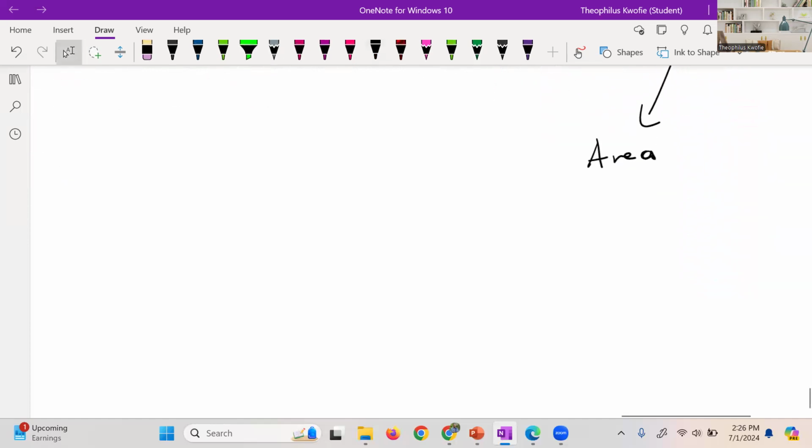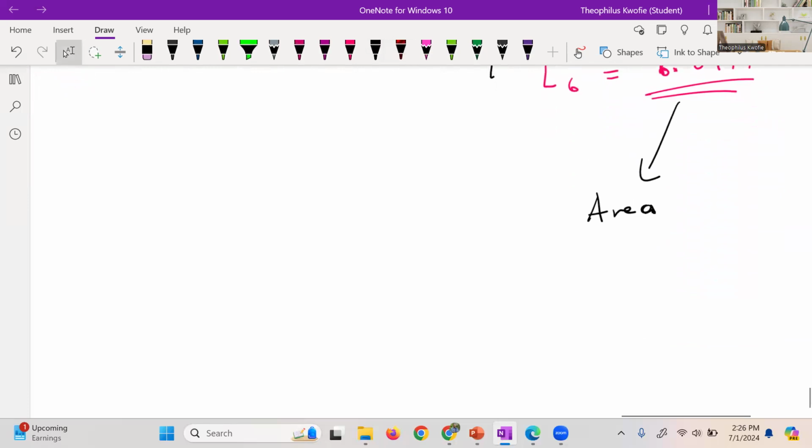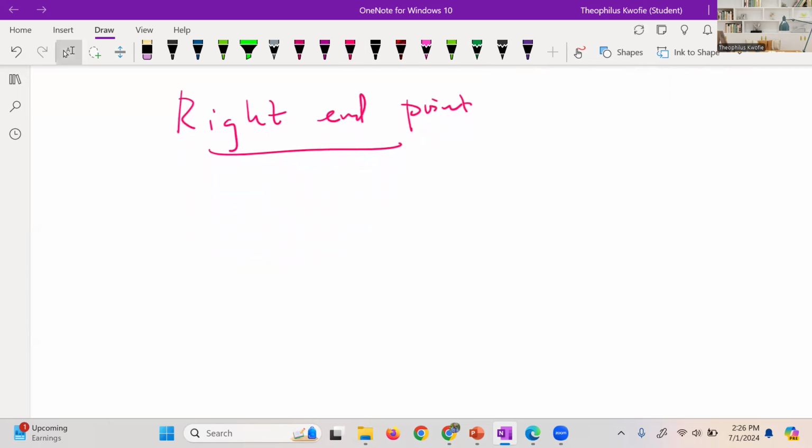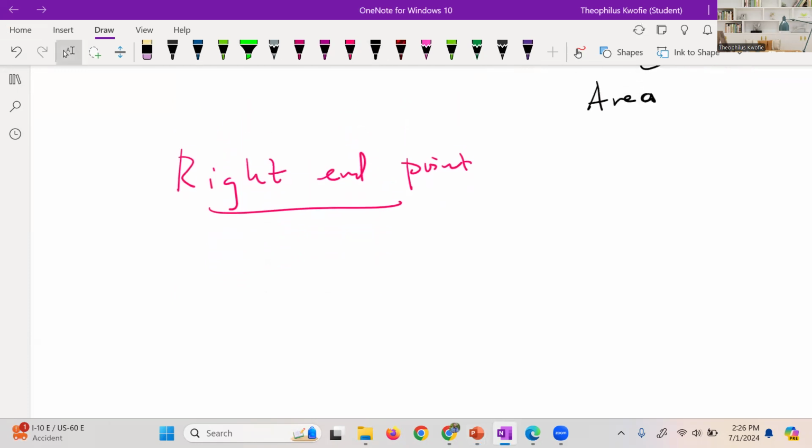Now, at this point, what I want us to look at is the right endpoint. So now we know the left endpoint, but now let's consider the right endpoint and see what will happen. So we are also going to build the same table, but this time around, we are going to use the right endpoint instead of the left endpoint. We are considering the same subdivision.